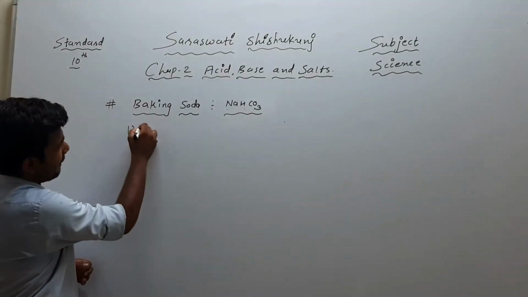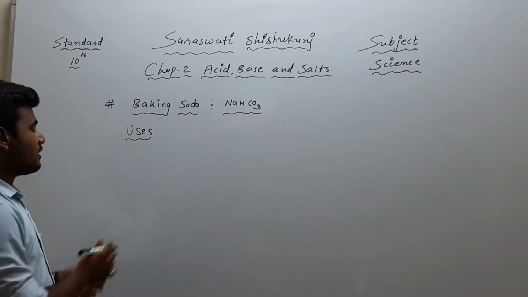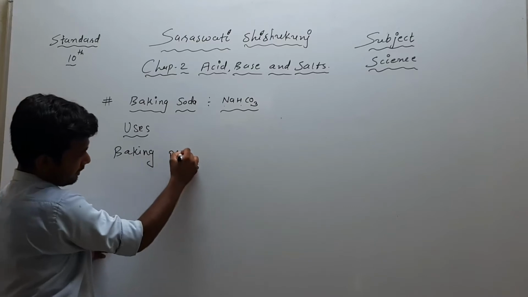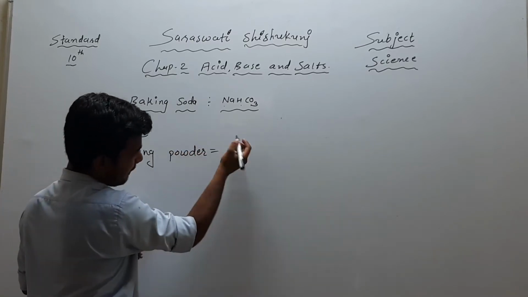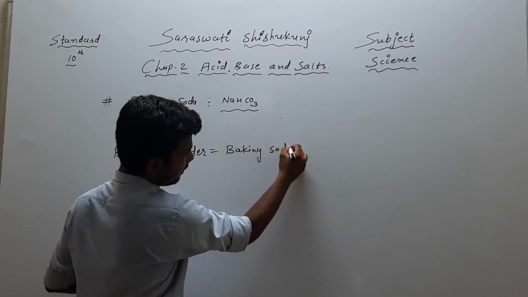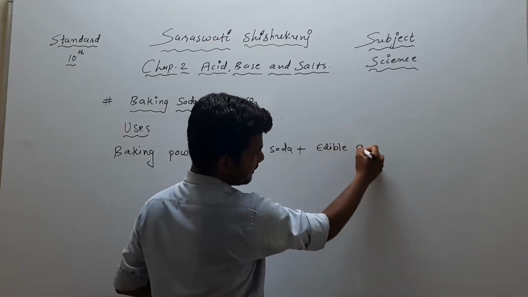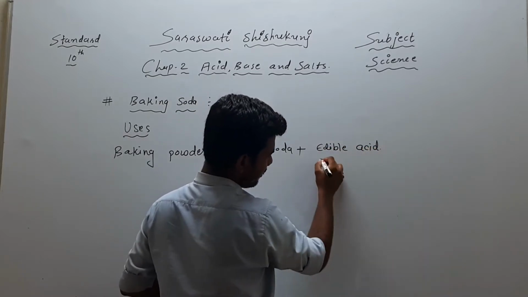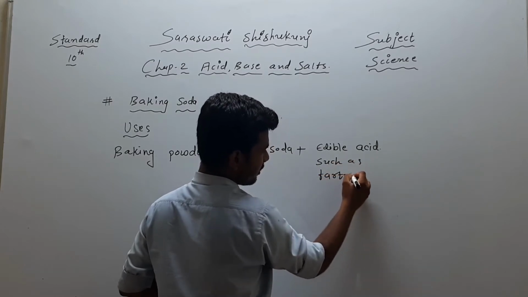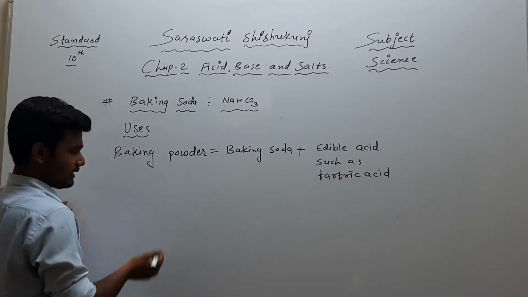Now let's talk about uses of baking soda. First of all, we must know that it is used in preparation of baking powder. Now what is baking powder? Baking powder is a mixture of baking soda plus edible acid such as tartaric acid.